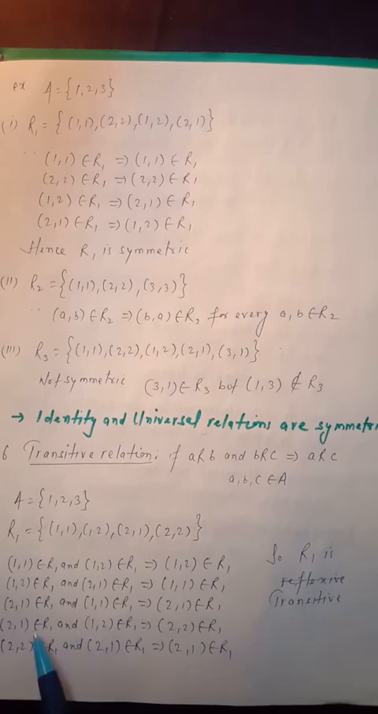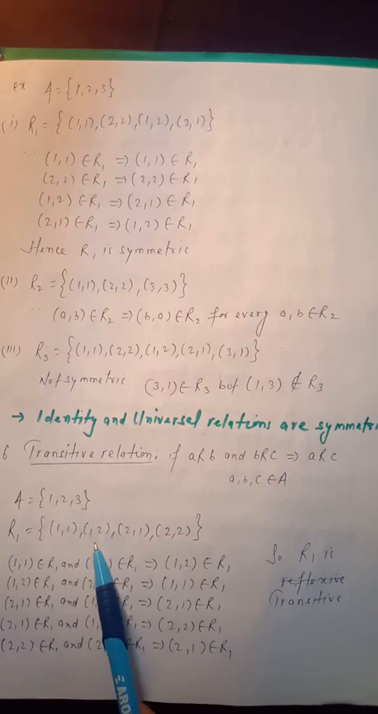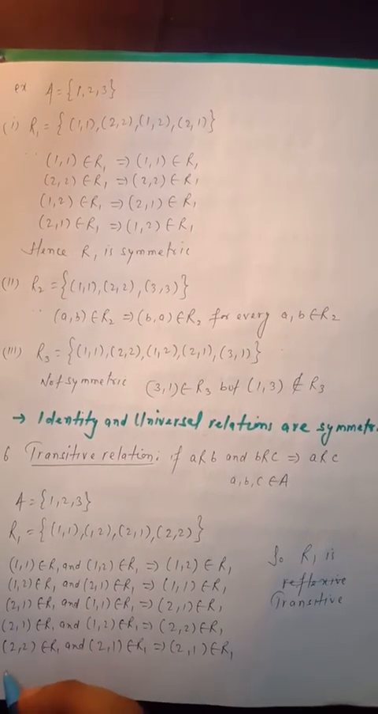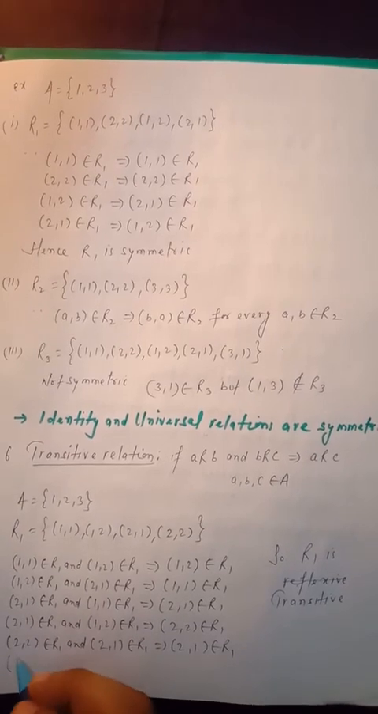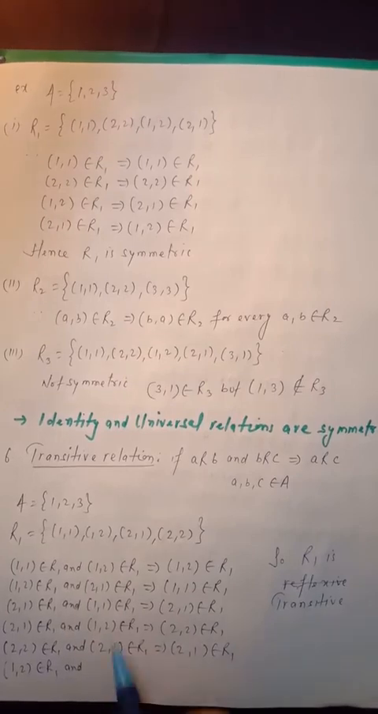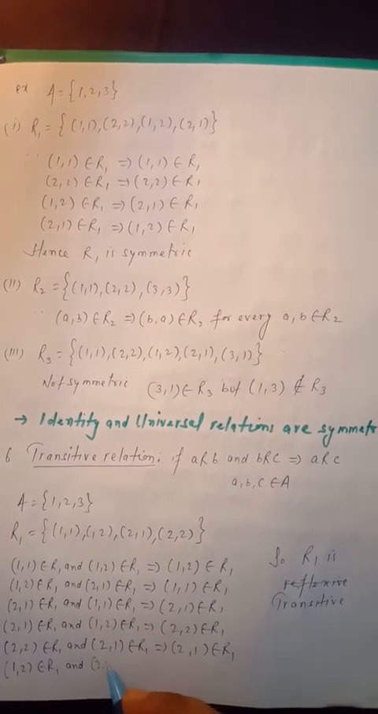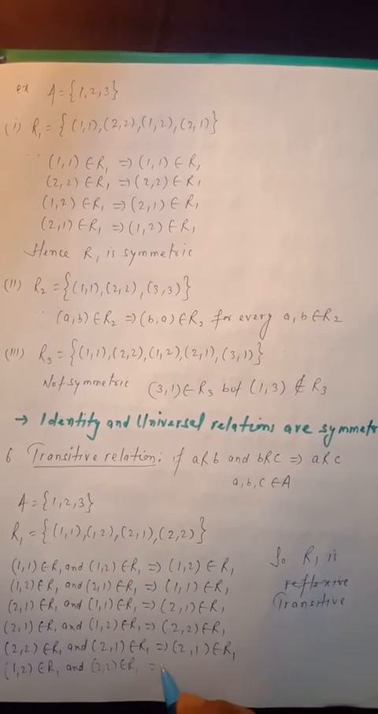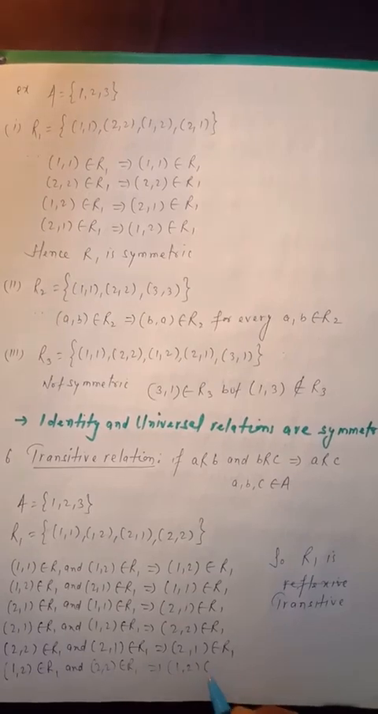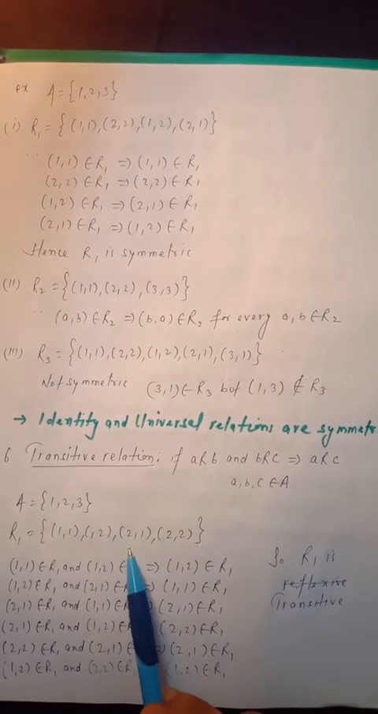Similarly, one more point we can write. If 1 comma 2 is present in R1, you can see here, you take this point. If 1 comma 2 belongs to R1 and this 2 comma 2 is also here, 2 comma 2 belongs to R1, so it implies 1 comma 2 must be in R1. So 1 comma 2 is present. It is again correct.